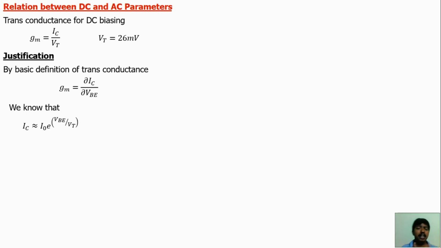This is the collector current equation, the basic equation. Now find the change of collector current. Differentiate this equation with respect to base emitter voltage. We will get, here this is constant.